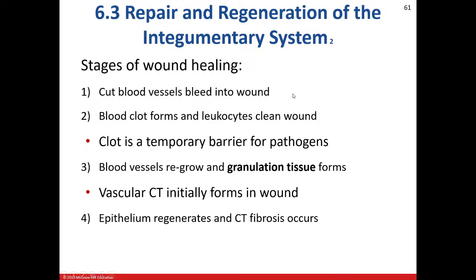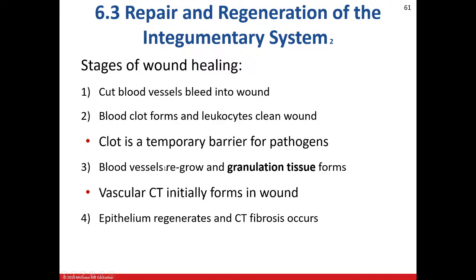So for stages of wound healing, first, cut blood vessels will bleed into the wound. This blood washes out the wound. It helps push bacteria out, so a little bit of bleeding can be good. Also, it brings in white blood cells, which will attack any pathogens that manage to make their way into the wound. And then we will see a blood clot form, and that forms a scab which covers the wound and forms a temporary barrier for the pathogens. A scab is a blood clot. So the blood clots and it covers the wound and it keeps pathogens, bacteria, and other stuff out.